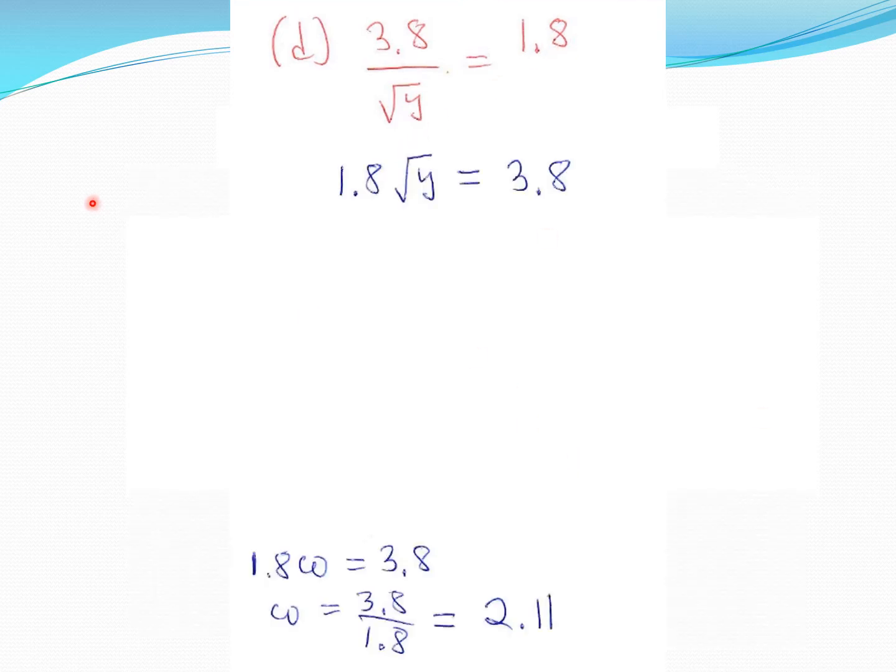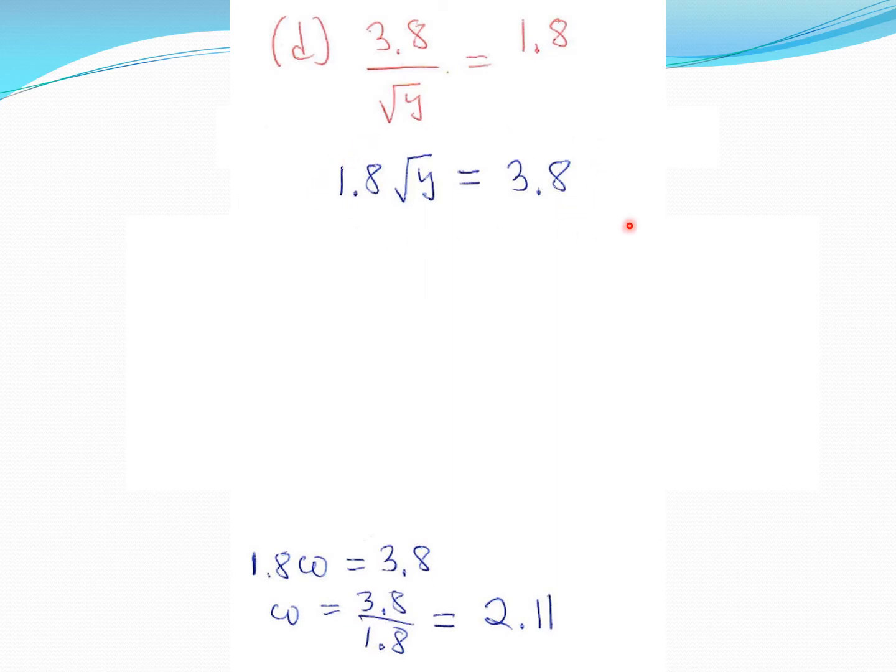Part D. 3.8 over the square root of y equals 1.8. Again, similar to the last example, 3.8 times 1 equals 1.8 times the square root of y. So there we are, 1.8 times the square root of y equals 3.8.